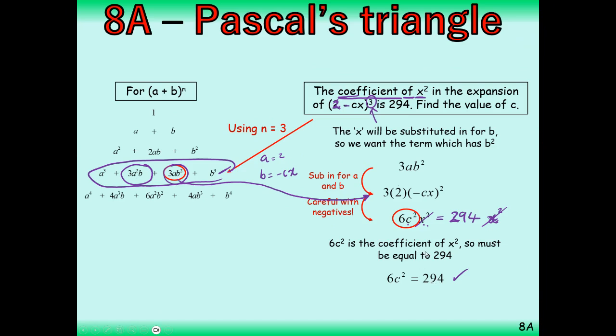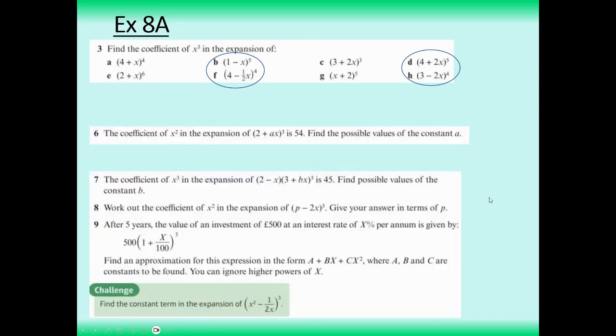Now all you have to do is divide by 6 and square root both sides. So dividing by 6 we have 49, and that's plus or minus 7. Can it be minus? Well, yes, it can be, because the question didn't tell us it was positive or negative. So for this, you do have to use your knowledge of Pascal's triangle. So go ahead, have a go at this exercise, and I'll see you in the next video.